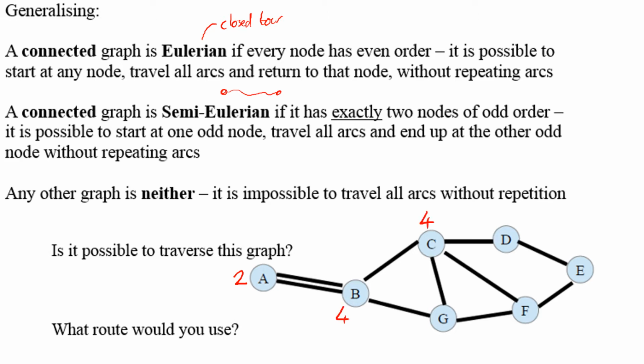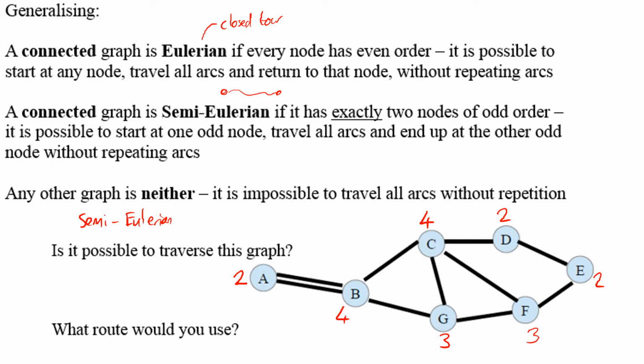C has order 4, D has order 2, E has order 2, F has order 3, and G has order 3. So this is a semi-Eulerian graph because 2 of the nodes are odd, that's G and F. And if we look back at our definition for semi-Eulerian, it's possible to start at one of the odd nodes, travel all the arcs, and end up at the other odd node without repeating arcs.